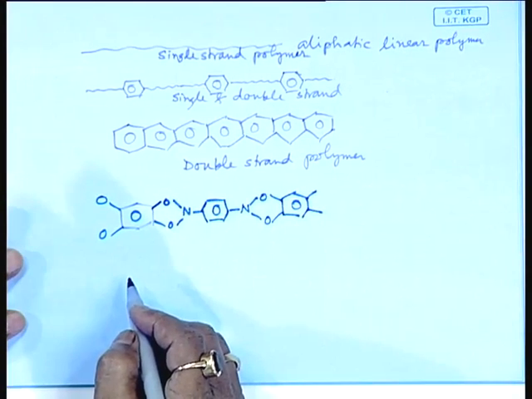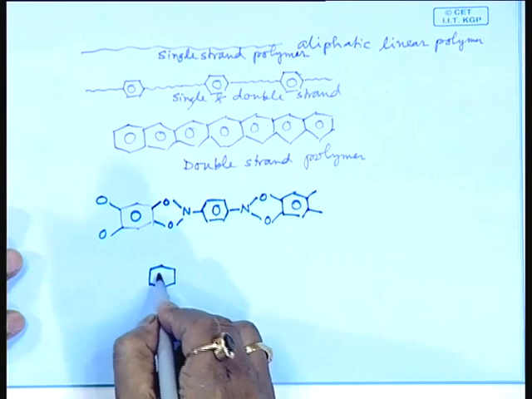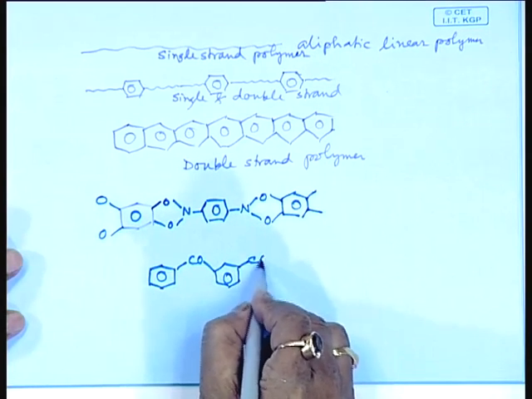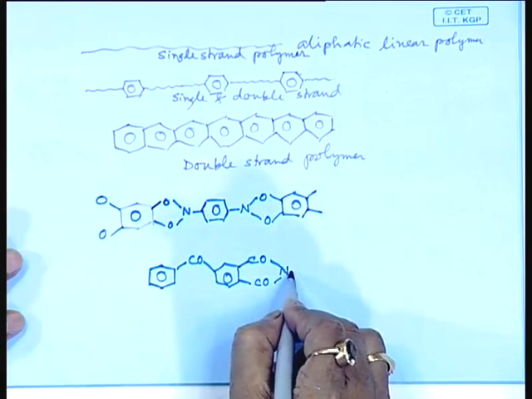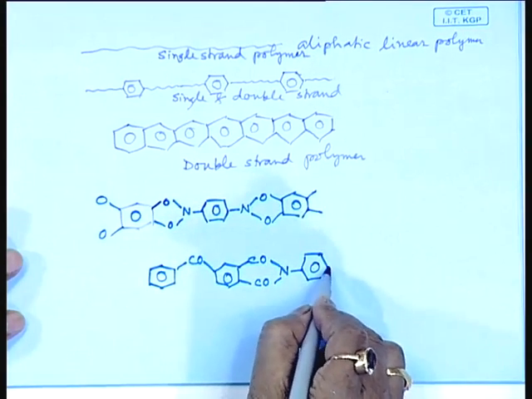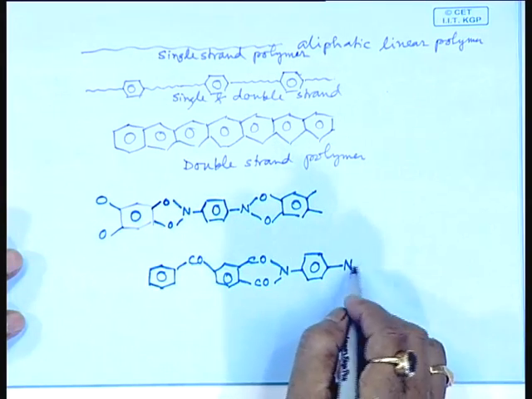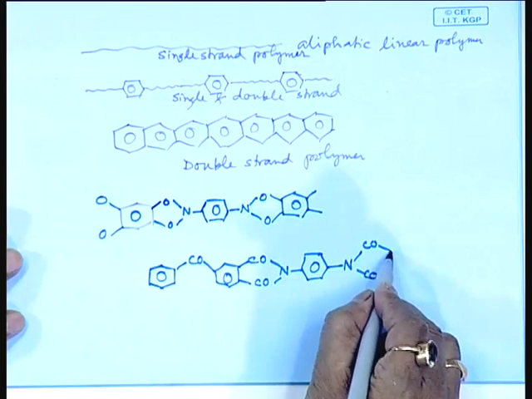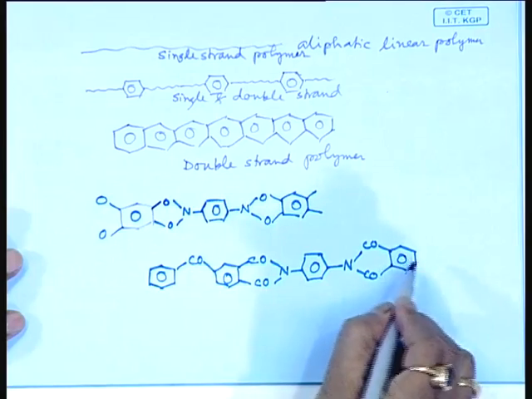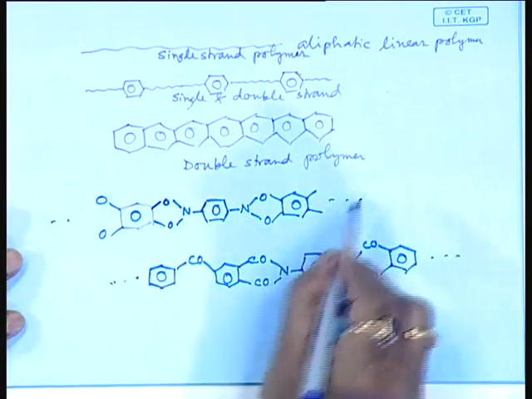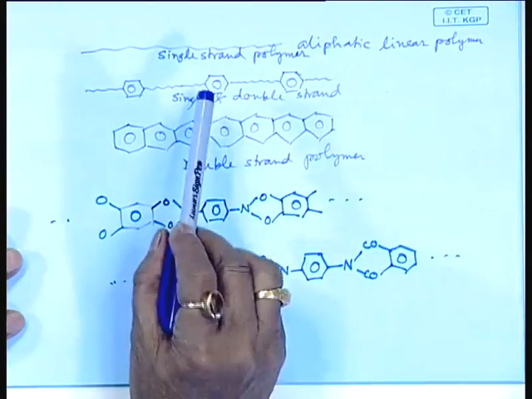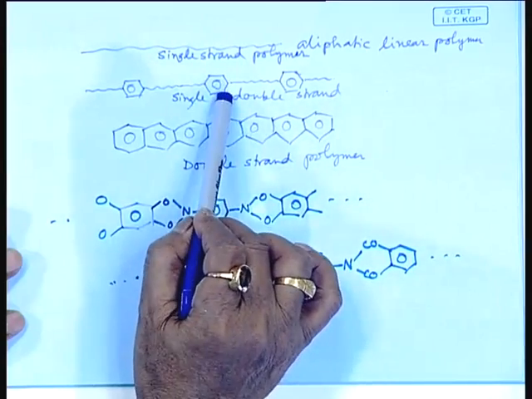this. We can have polymer like this. So on. What are the characteristics of such polymers? This is soft, flexible. This is rigid polymer, rigidity is increased.